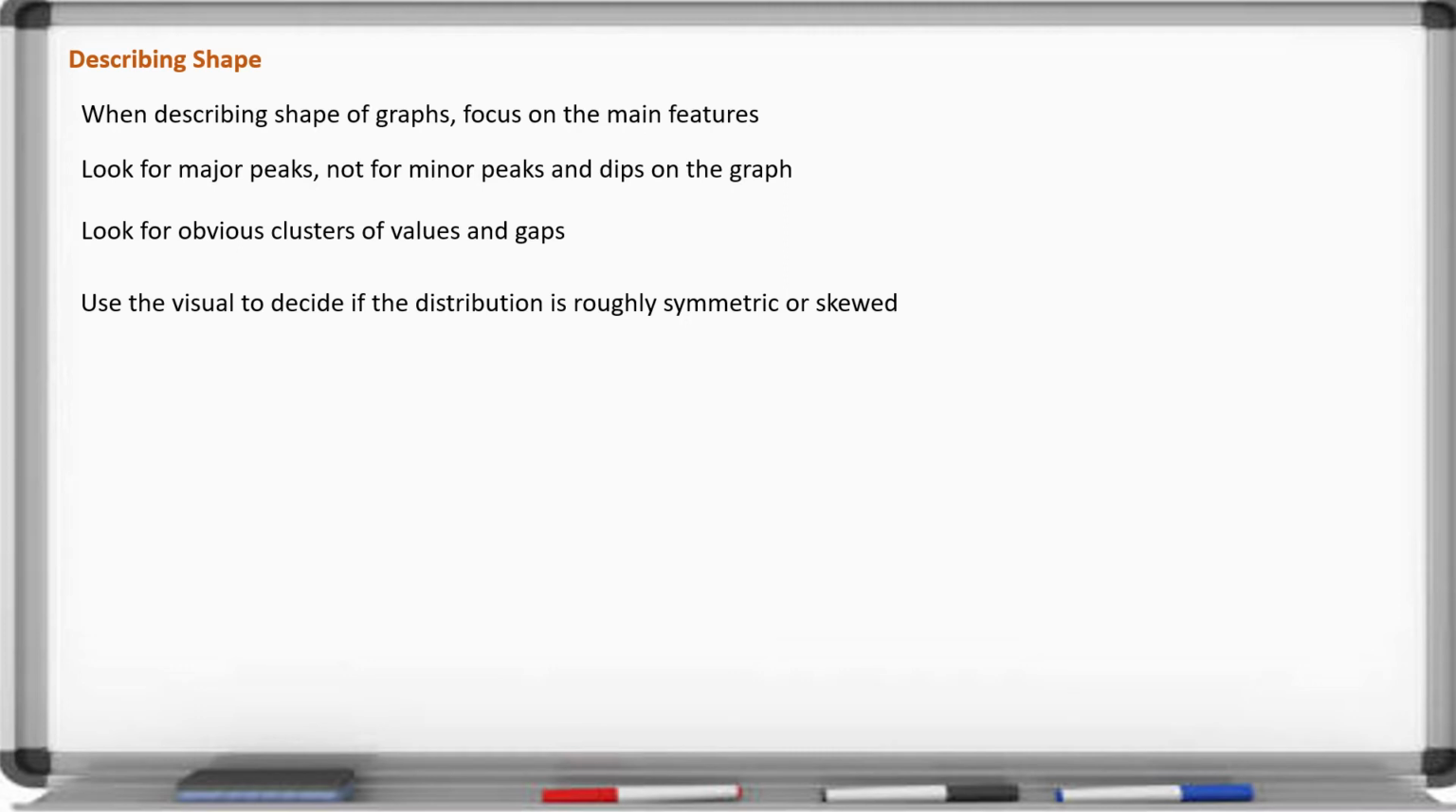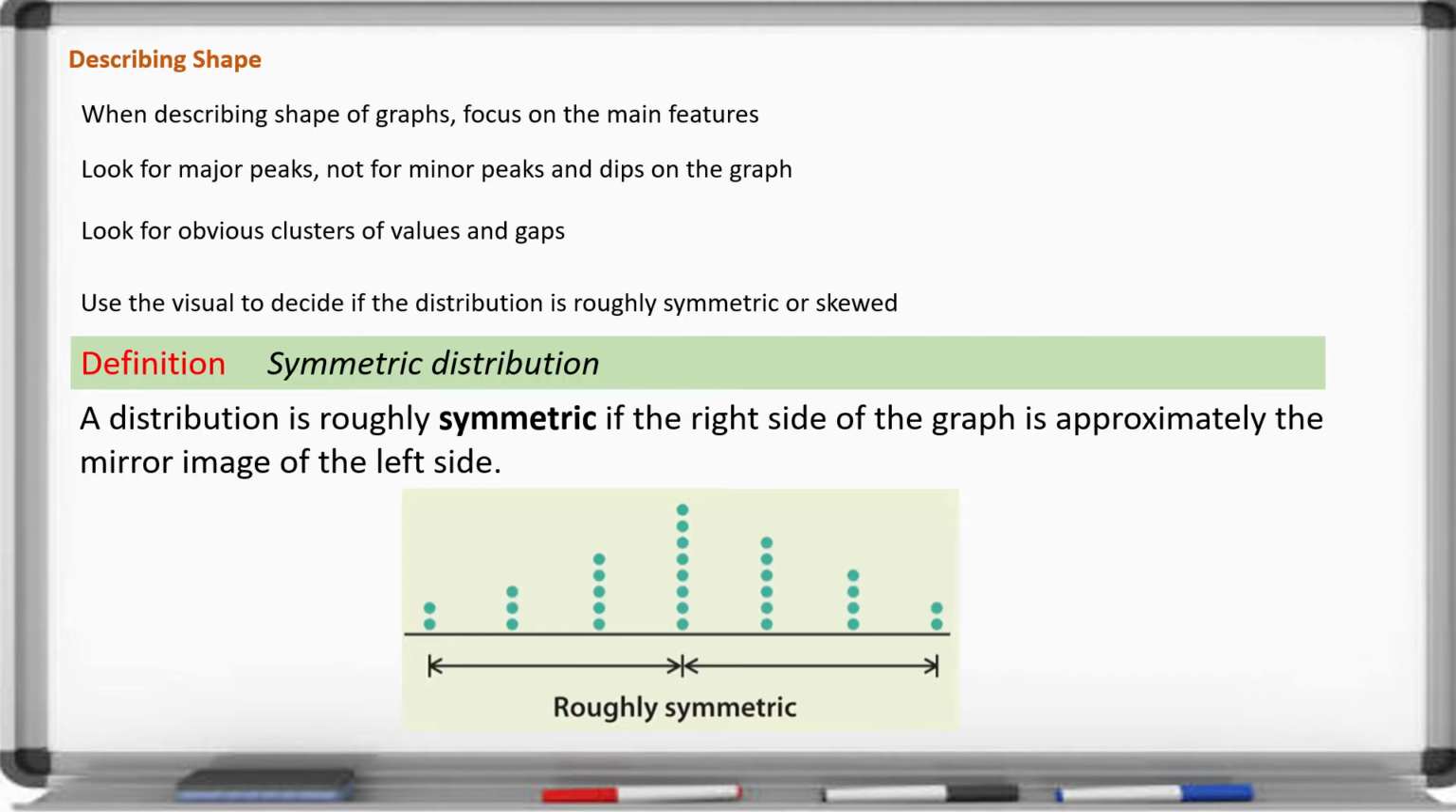So these are the types of shapes that we're going to be looking at. A distribution is roughly symmetric if the right side of the graph is about the same as the left side. So basically they're mirror images of each other on each half.